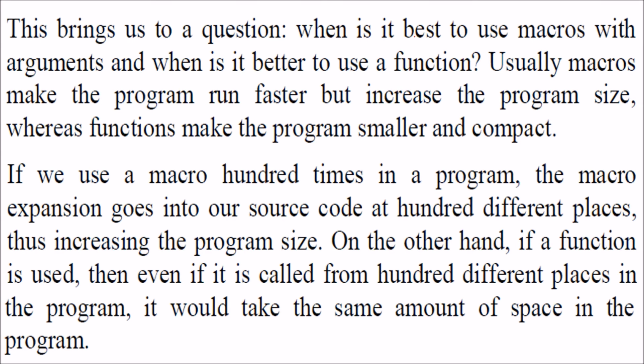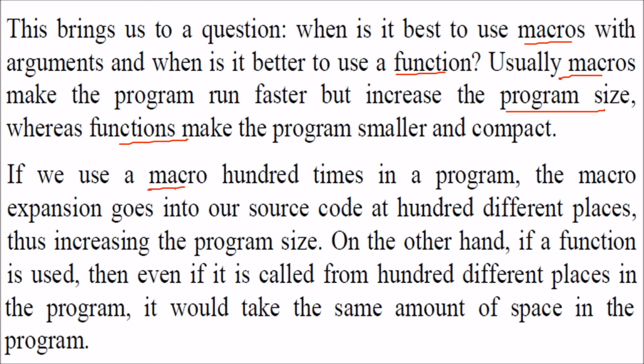So when to use macros and when to use a function, or you can say use macro with arguments. Macro with arguments is essentially equal to the function. Macro will make your program faster, but it will increase your program size, because hash define preprocessing is very fast, but what you have after hash define will be replaced in your program, so that increases your program size. But the function will make your program smaller and compact.